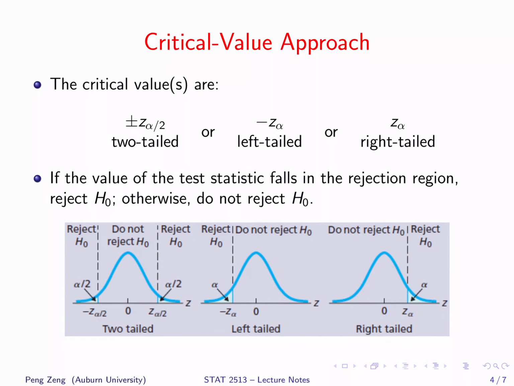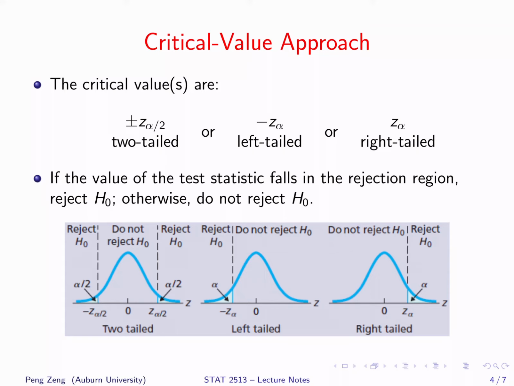We can draw a conclusion for the hypothesis testing problem using either the critical value approach or the p-value approach. They are similar to the one mean z-test. When using the critical value approach, we need to find critical values. How to find critical values depends on the alternative hypothesis. For two-tailed tests, the critical values are plus and minus z alpha over 2. The rejection region is less than negative z alpha over 2 or larger than z alpha over 2.